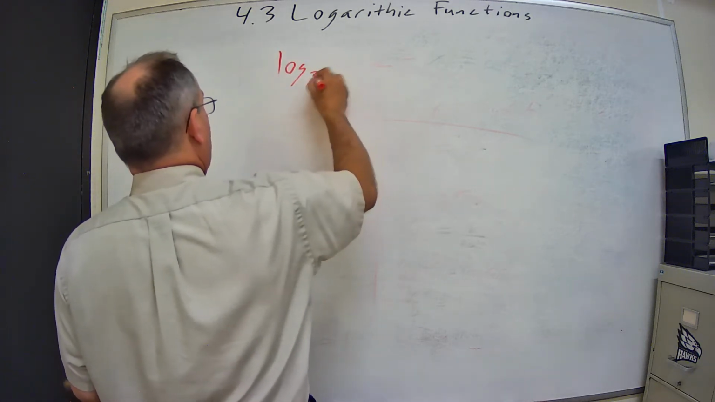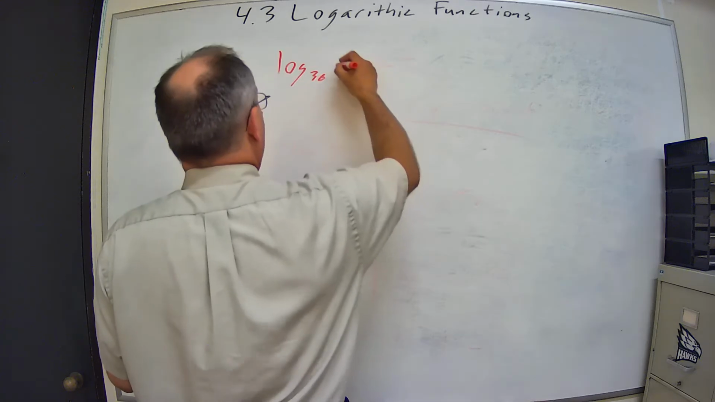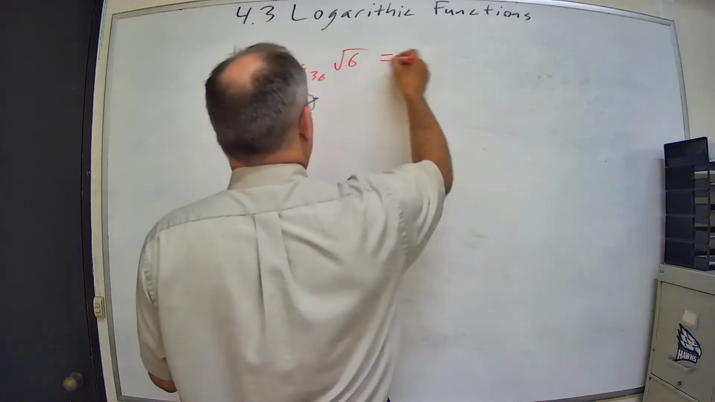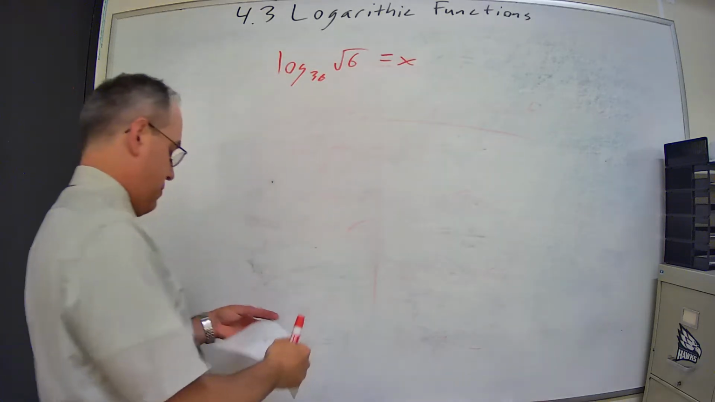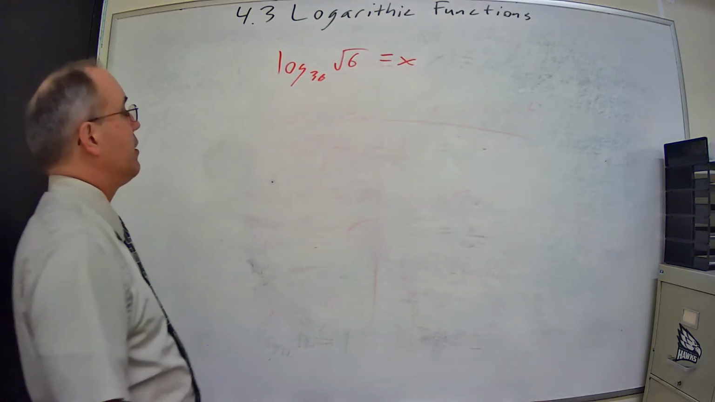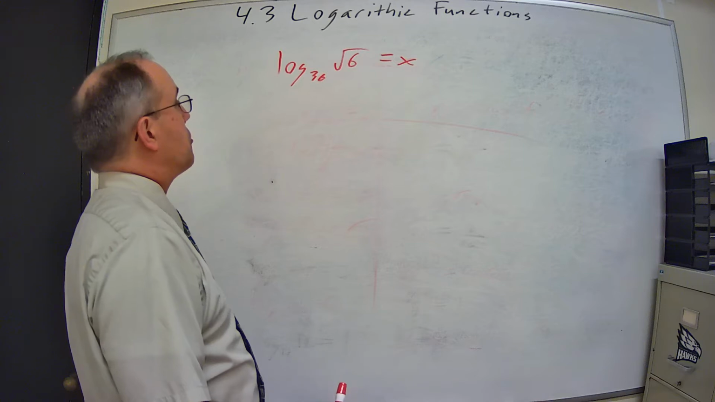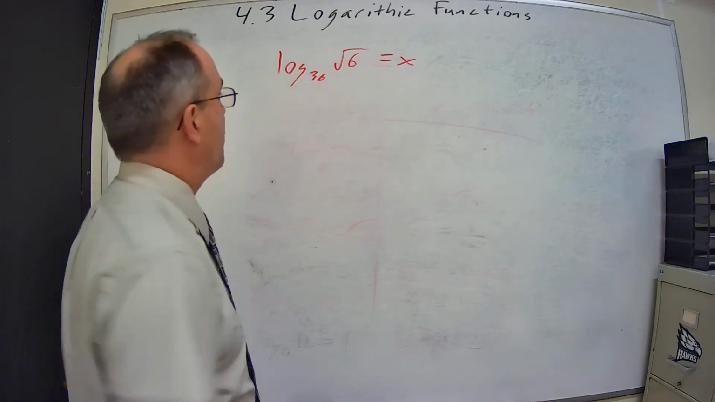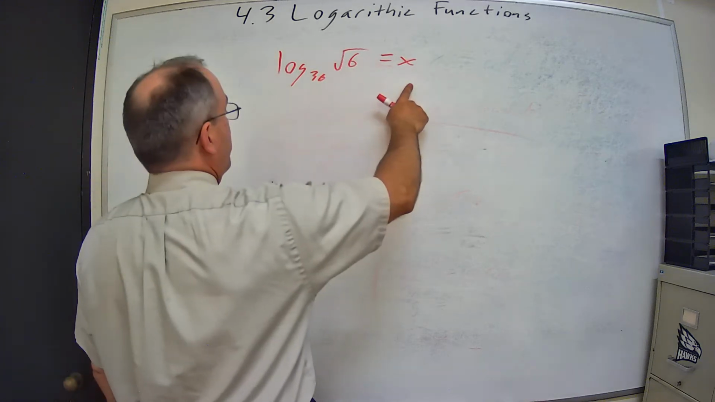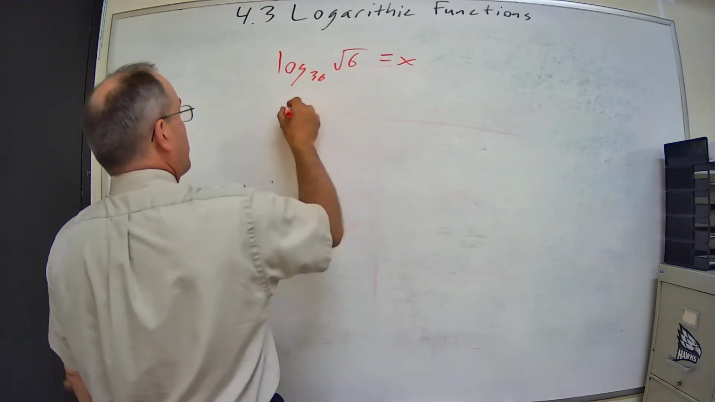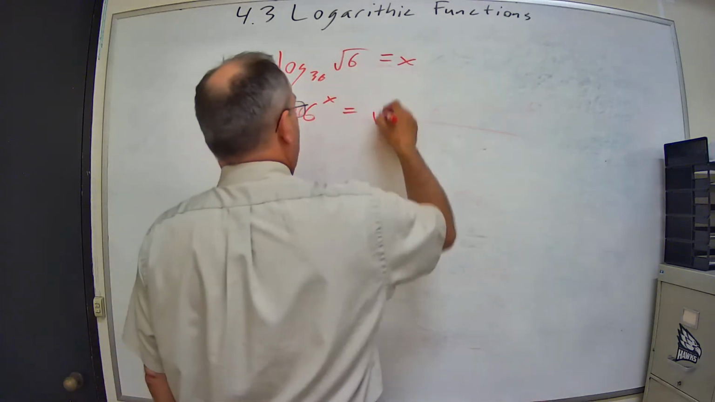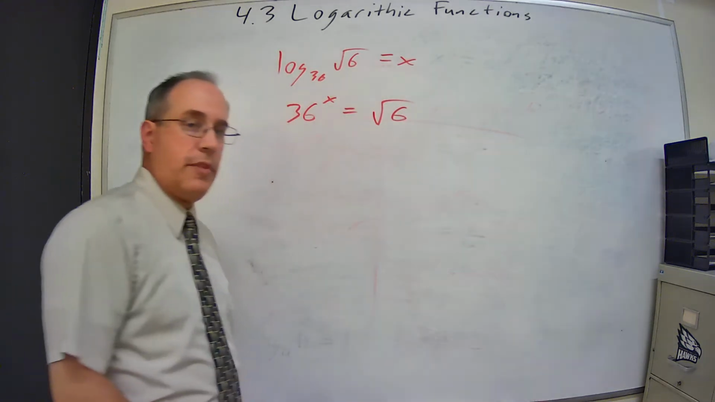Log base 36 of radical 6 is equal to x. Okay, I don't know how to deal with log base 36, do you? Okay, so let's see what happens here. So let's turn it into an exponential. So 36 to the x is equal to radical 6.